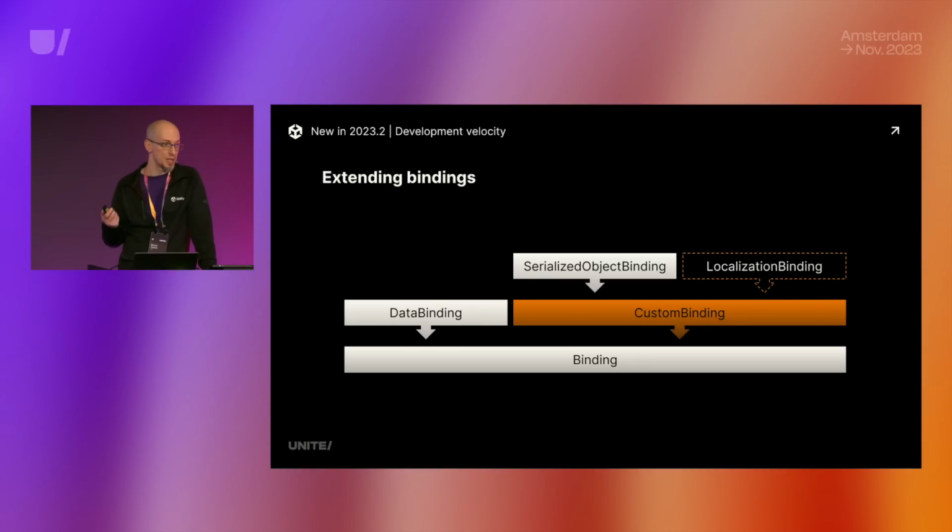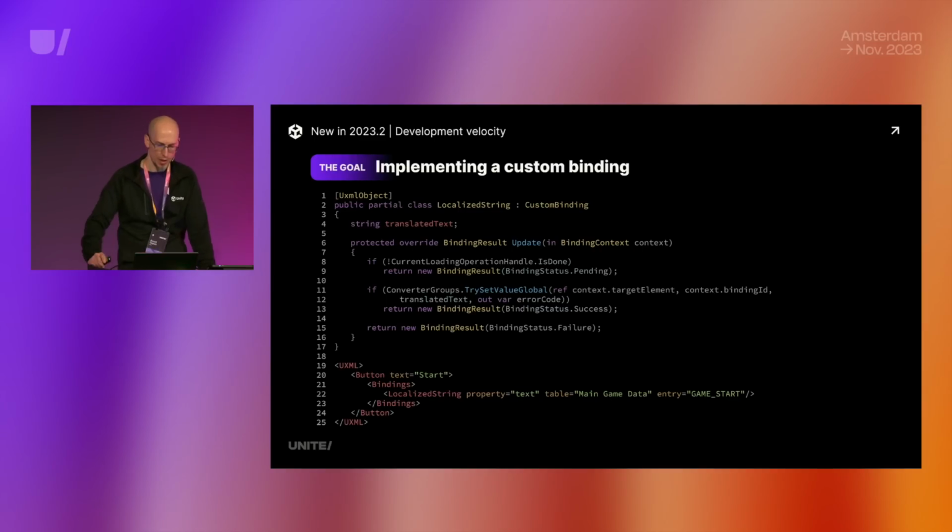We're also developing localization bindings for adding support for UI Toolkit in the localization package. So this is a perfect example of a binding having a different set of requirements than regular data bindings. So, an example of a custom binding implementation. When the binding system tries to resolve a binding, it's going to call the update method and expects a binding result, hopefully successful. But let's say our localization system makes asynchronous operations to load string tables and then assign string values for a given locale.